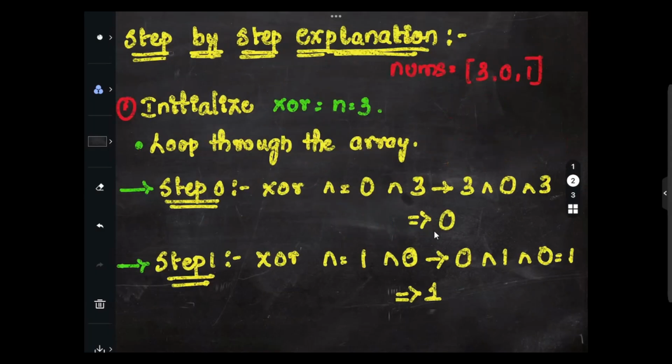We have already discussed this one. Let's go with a step-by-step explanation here. Same example. So nums equals [3, 0, 1]. Let's initialize the XOR equals n equals 3. So we will be going with the XOR operation.